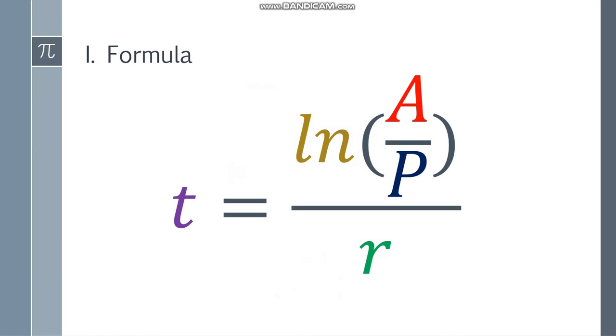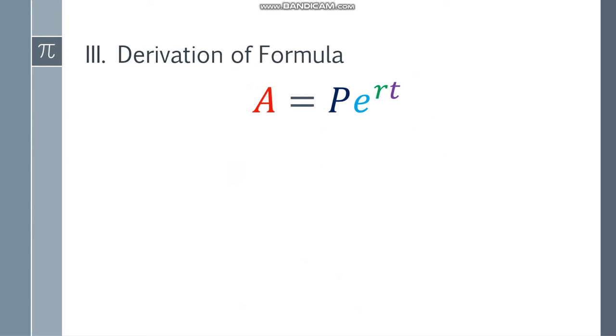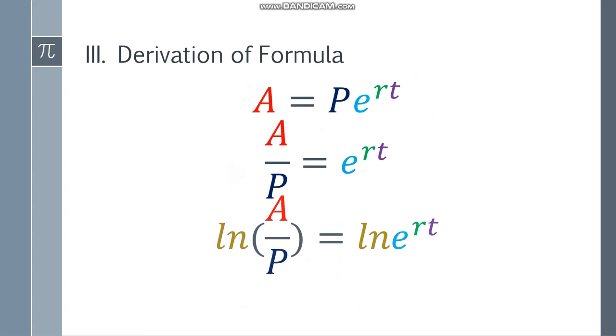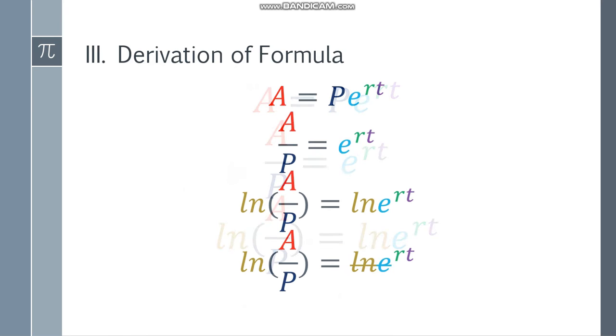Okay, so how did I arrive at this formula? Let's have the derivation of the formula. To find the final amount of any continuous compounding, we have A is equal to P e to the rt. All I have to do is divide both sides by P. A over P is equal to e to the rt. And get the natural log of both sides. We have ln of the quantity A over P is equal to ln of e to the rt. Now, you may have noticed that ln and e will cancel out, and you're left with rt.